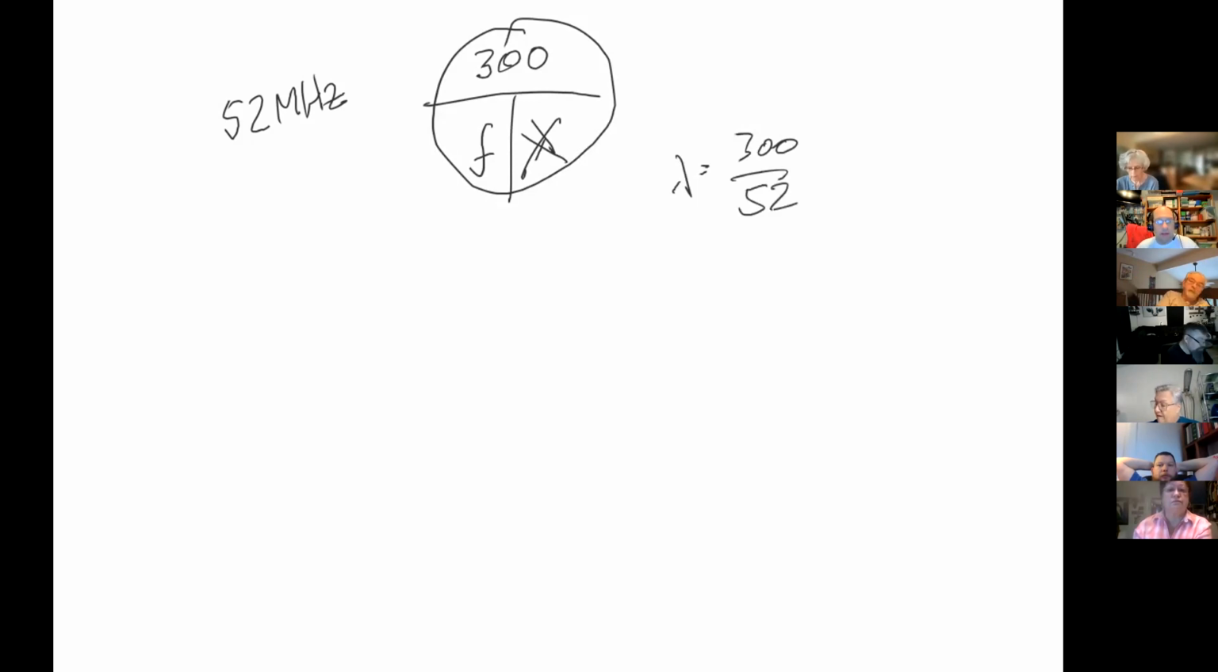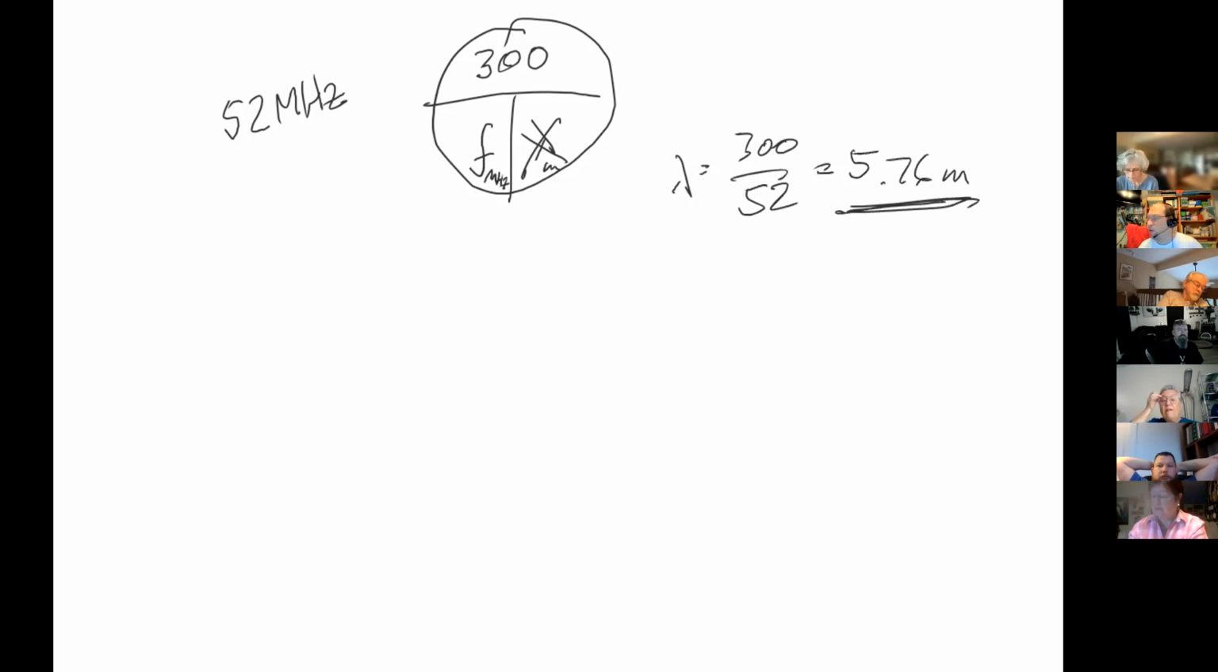Okay, so I go to my calculator. 300 divided by 52, I get 5.76 meters. What was the 300? Speed of light, because we're going back to the speed of light. Okay, so our wavelength, because this is in megahertz and this is in meters, our wavelength is now 5.76 meters.